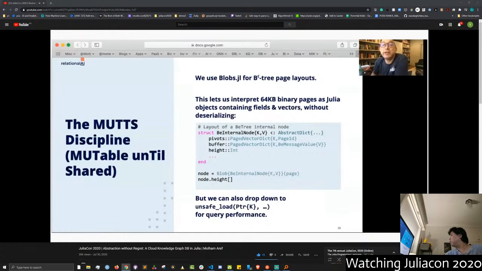Implementing page data structures in Julia is quite painless. We use again the Blobs.jl package for page layouts. This lets us read a binary page from a local storage subsystem and interpret the page image as a blob contained in a Julia struct. Inside the struct, we find fields like tree height, number of records, vectors containing change buffers, and child page pointers. Blobs.jl defines custom getfield and setfield methods.